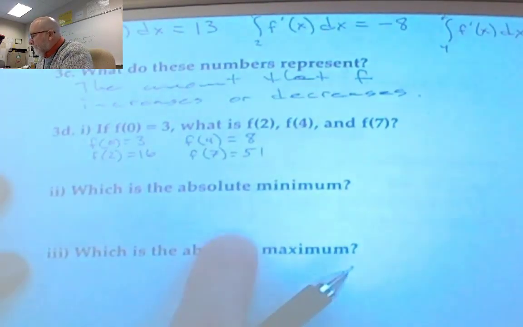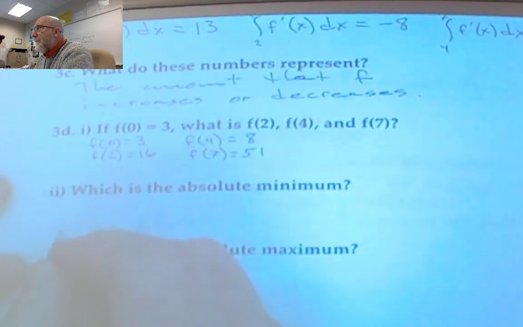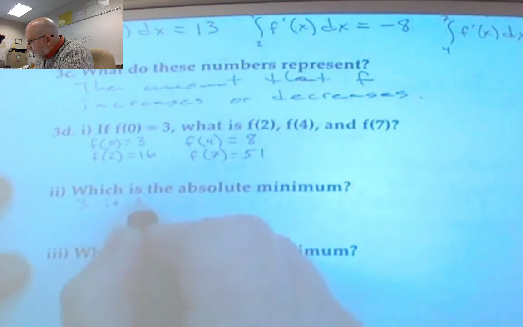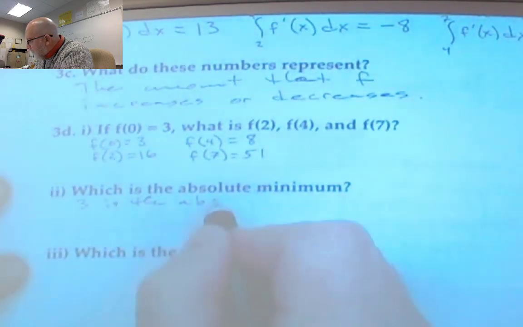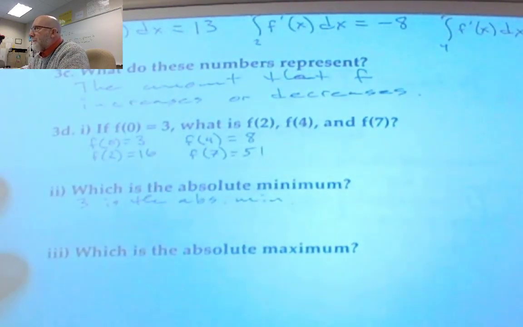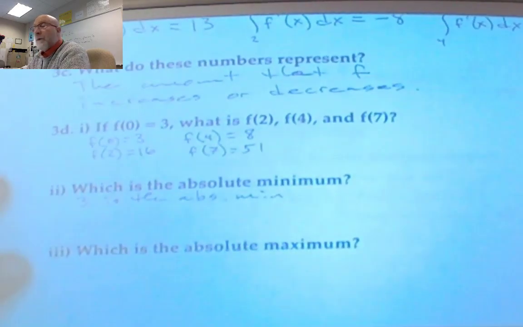Okay, you're going to get this one. What's the absolute minimum? Yep. Three is the minimum. Is the absolute minimum. Okay? Now, I don't ask you why, but why? What would be your justification if I asked you to write it out? Where can only absolute minimums and maximums occur?